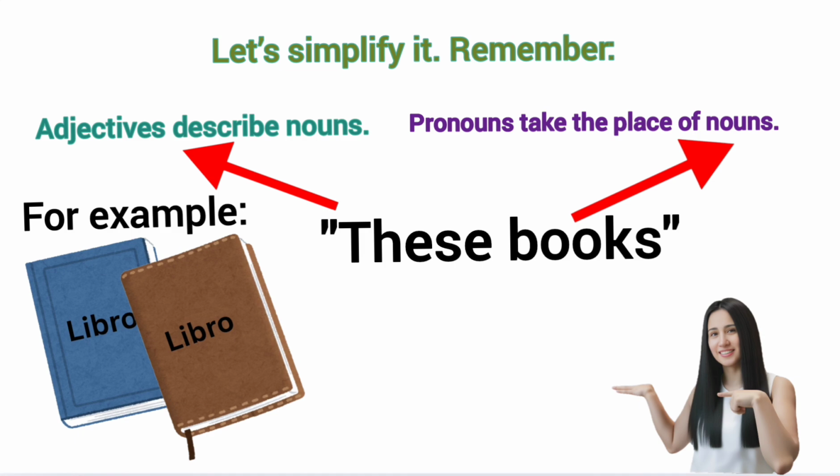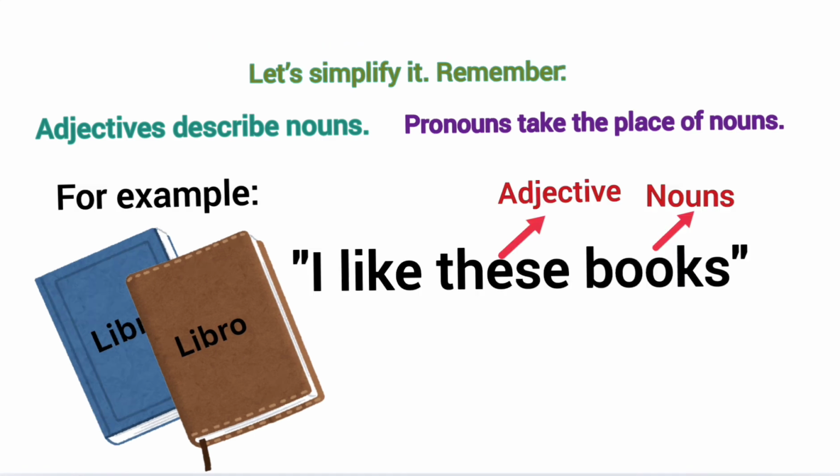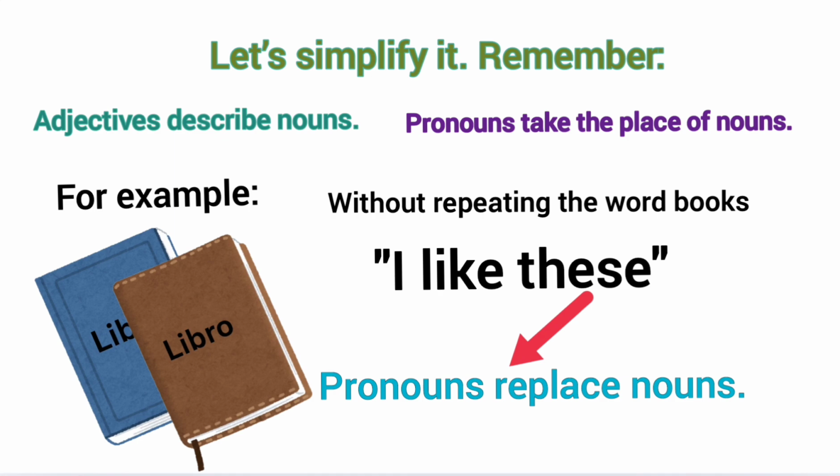For example, in the phrase these books, the word these is an adjective because it is telling us which books. Just like you can say funny books, old books, or these books. Now you know what the adjective is and what the noun is. You can say I like these books, but also you can simplify it and say I like these, without repeating the word books. It is because these is acting as a pronoun because it's replacing the noun.